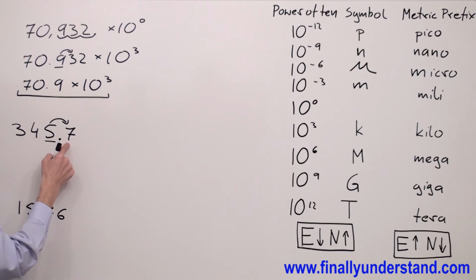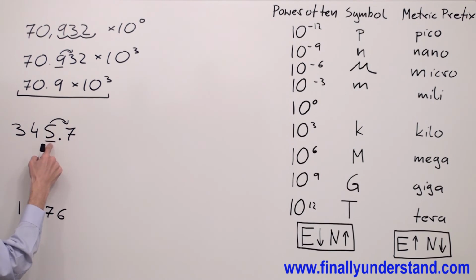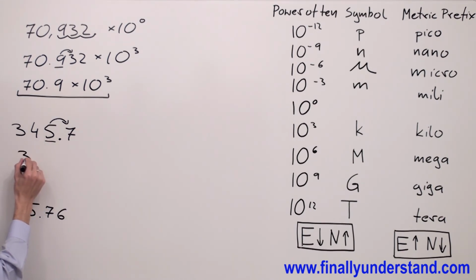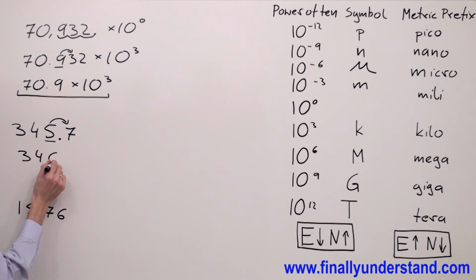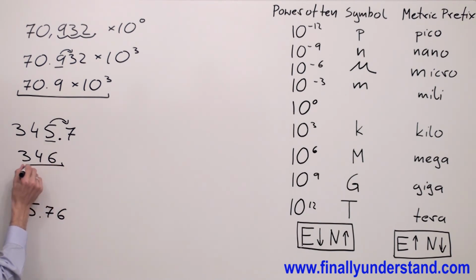I have 7. Anytime I have number 5 or greater than 5 behind the rounding position, this is my rounding position, I'm supposed to add 1 to this underlying number. That's why I'm going to have 346. And this is the answer to my problem. Let's take a look at the third example.